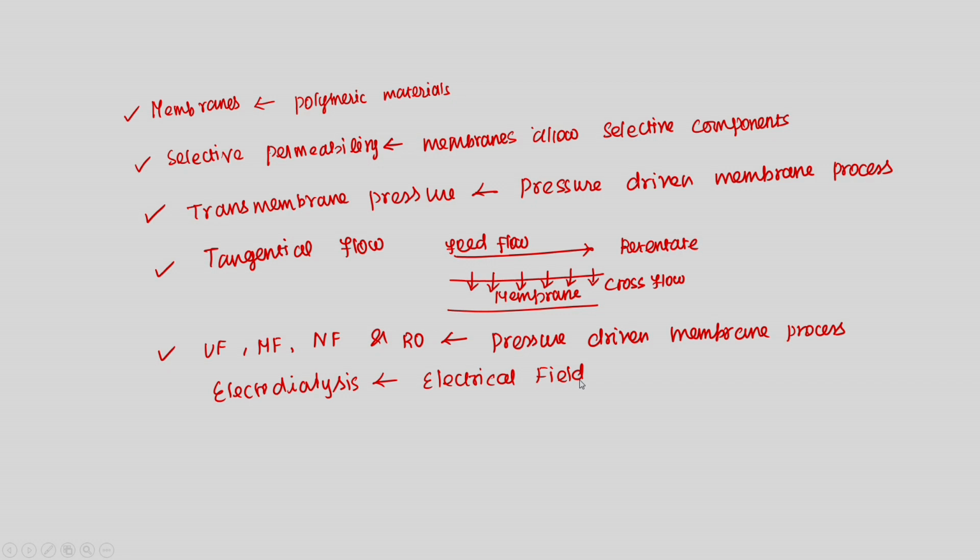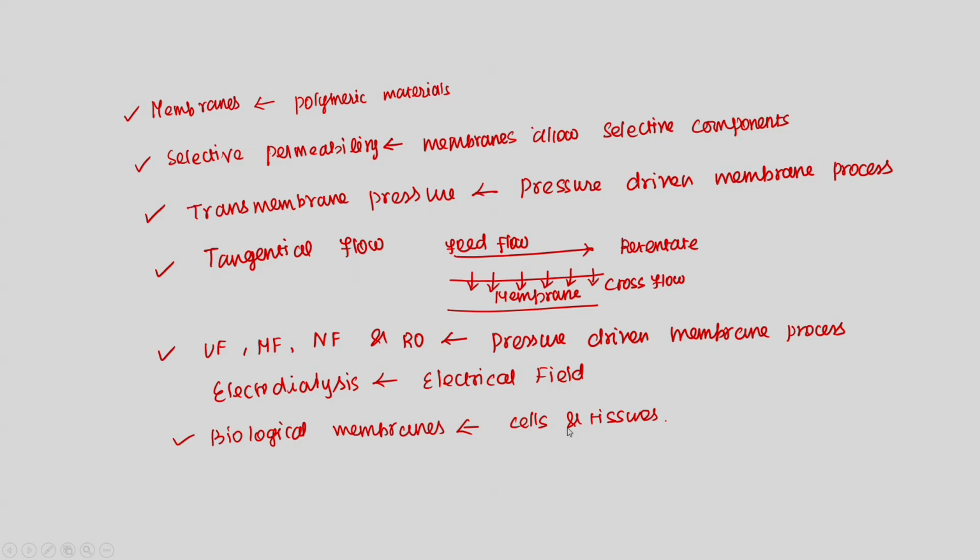Other than that, pervaporation is also there, but we are not going to discuss it in depth. In pervaporation, the vaporization of molecules through the membrane is a selective process, which is nothing but selective permeability. Other than that, there are biological membranes, which are used to retain cells and tissues. So this is the short recap.